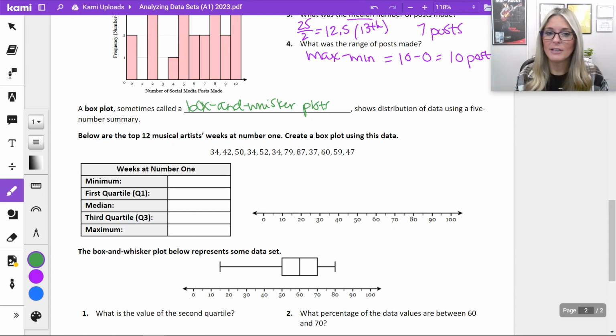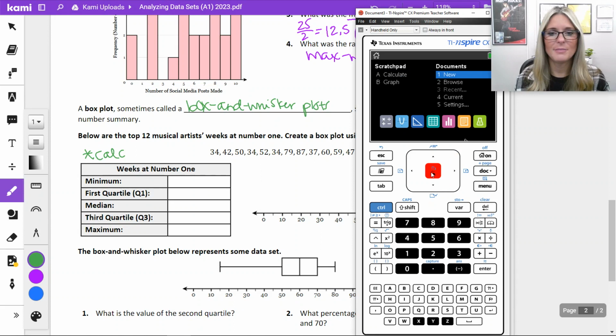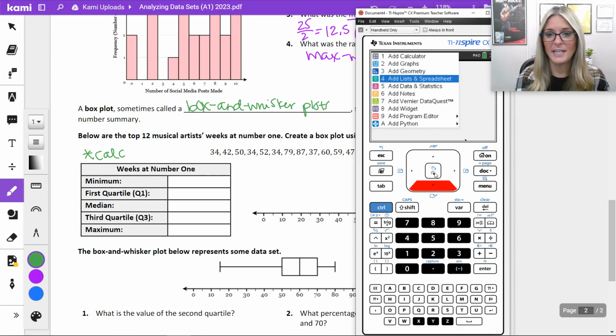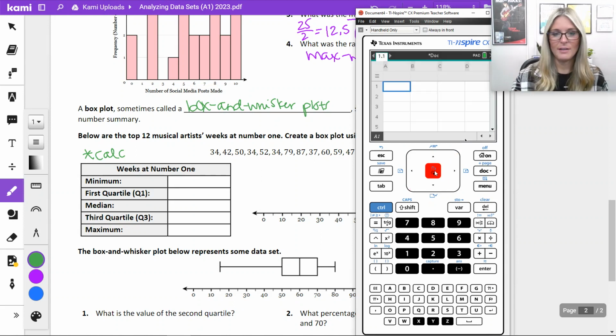So I'm going to use the calculator to find these minimum, maximum, first quartile, third quartile, and median. Let me make a note of that. We're going to use the calculator, and then I'll show you how to build that box plot. All right, new document, lists and spreadsheets. We're going to put in our data. We have 34, 42, 50, 34, 52, 34, 79, 87, 37, 60, 59, and 47.